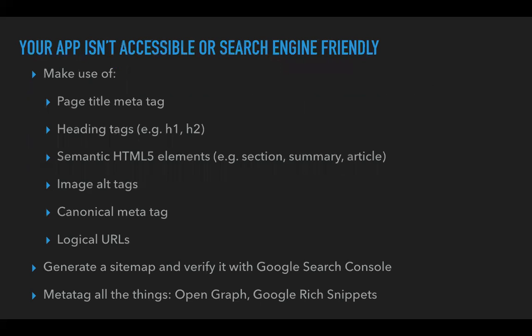Your app is not accessible or search engine friendly. So you built your app locally, you weren't really thinking about these things, that's fine, but now's the time to start to make use of things like page title meta tags. And I'm lumping in accessibility and search engine friendly here for a reason. A lot of the things we do to make our website look good to Google really helps people who are using screen readers, who are accessing a site in different ways or non-standard browsers.